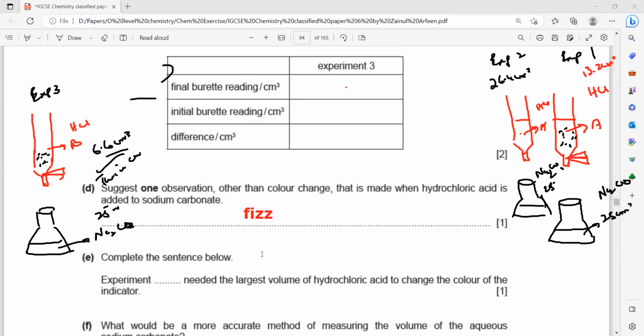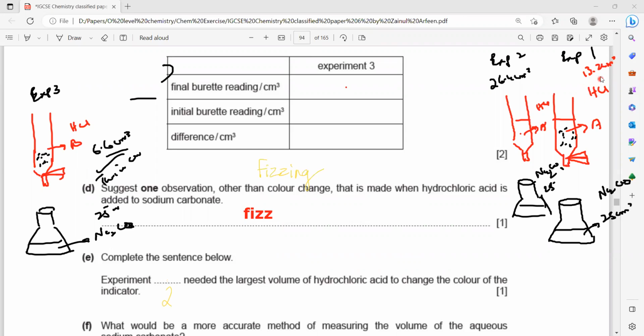Complete the sentence below. Experiment dash needs the largest volume of hydrochloric acid for a color change. Which experiment needs the largest volume of hydrochloric acid for a color change? Experiment 1, 2, or 3? Largest volume of hydrochloric acid. Experiment 1, we need, yeah, 2 is the right answer.